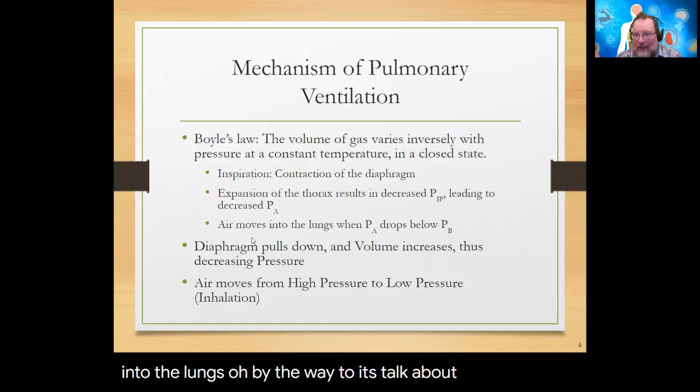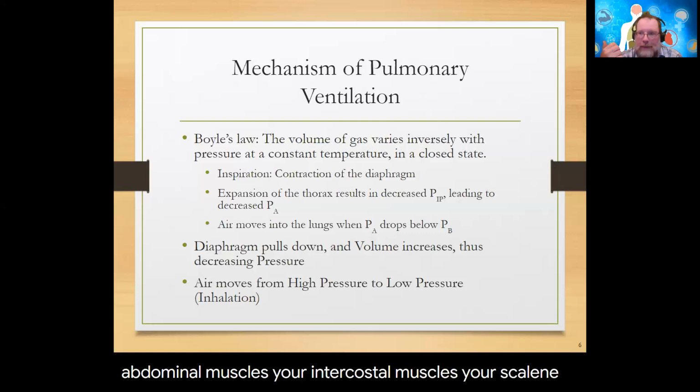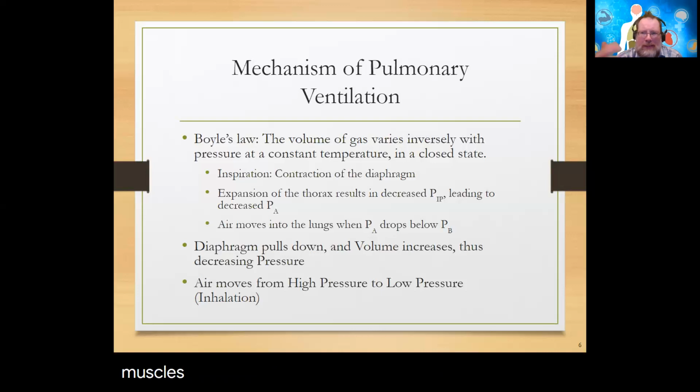Oh, by the way, too, while we talk about the diaphragm, there are accessory muscles to respiration, of course, your abdominal muscles, your intercostal muscles, your scalene muscles, even the trapezius muscles to a degree would assist with respiration.